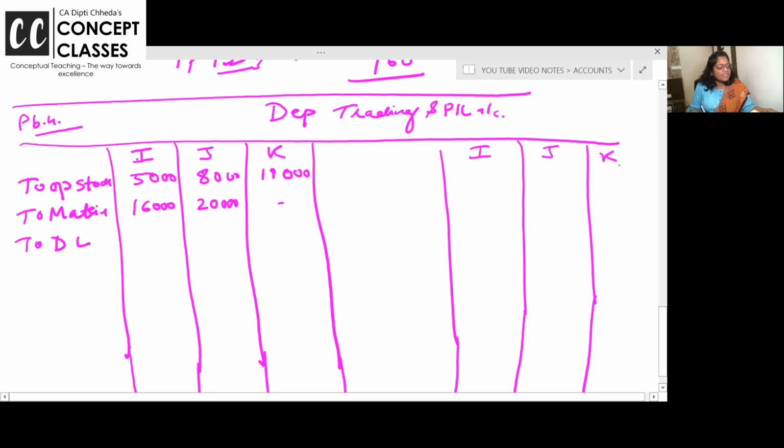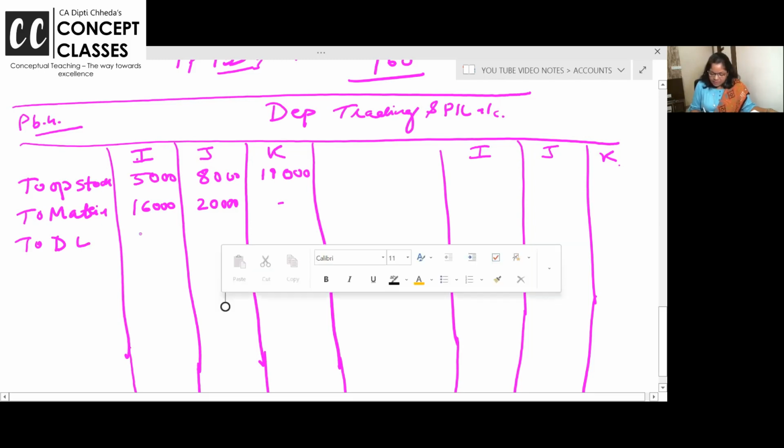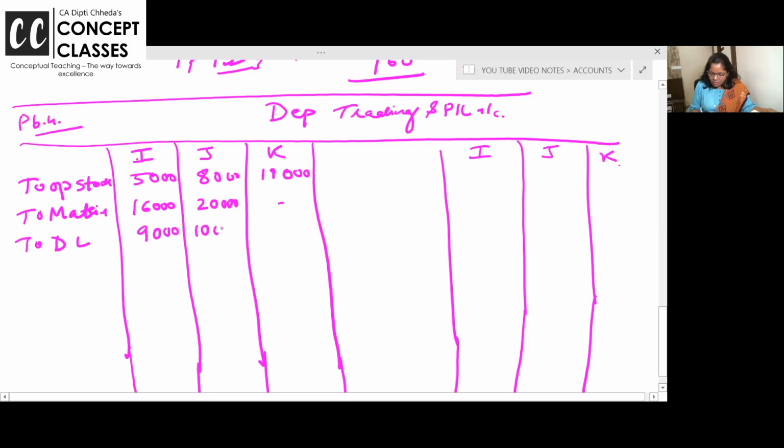We call it wages. 9,000, 10,000 and nil. You know, K is not processing anything. It's not buying material or labor. Whatever J is giving, K is selling. Simply, that's it. This side, though closing stock is given, but we should always write sales. It's a trading account. No sales for I and J. That means surely they are doing transfer. So we have to keep a space here for transfer.